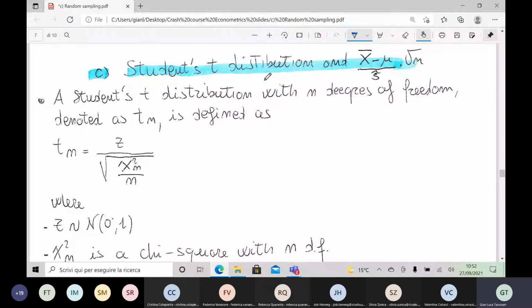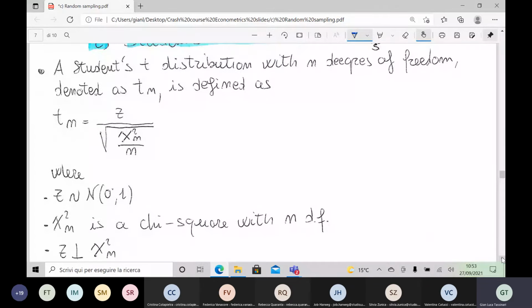A student's t distribution with n degrees of freedom, denoted as Tn, is defined as follows. Tn is a ratio, I don't write it because everything is below, between a theta, where this theta is a capital theta, a standard normal random variable, and the square root of what?